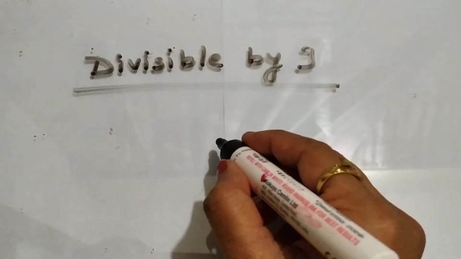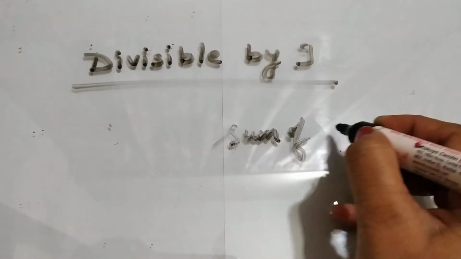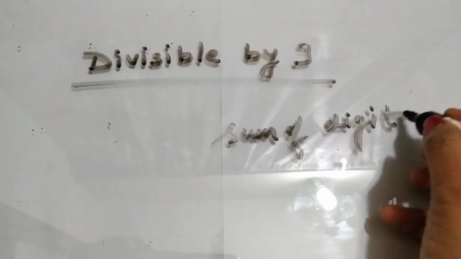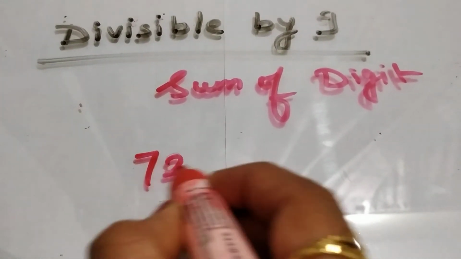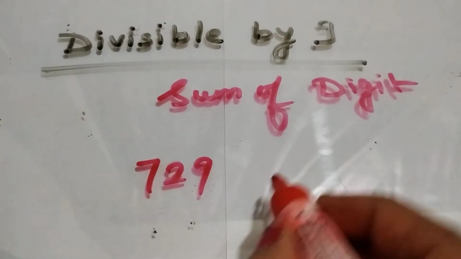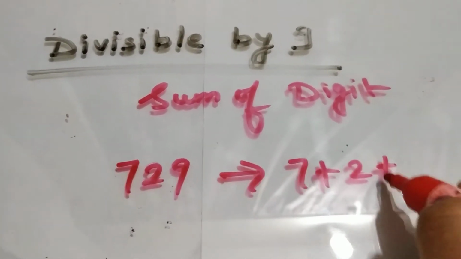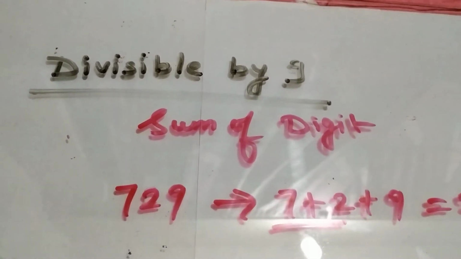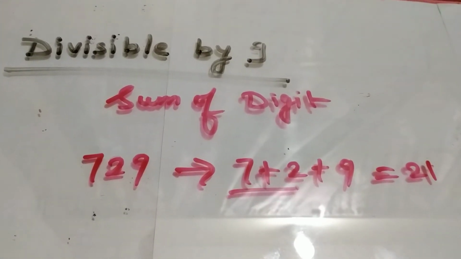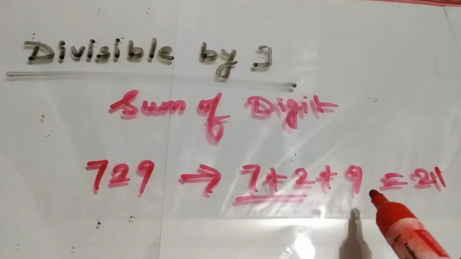Divisible by 9. If the sum of digits, same as for 3, is divisible by 9, then the number is divisible by 9. Is 729 divisible by 9 or not? 7 plus 2 plus 9. 7 plus 2 is 9, 9 plus 9 is 18.